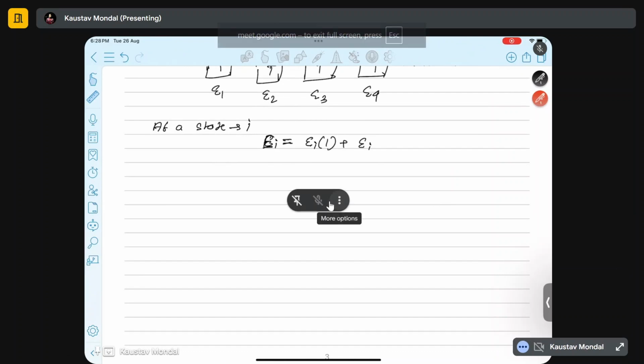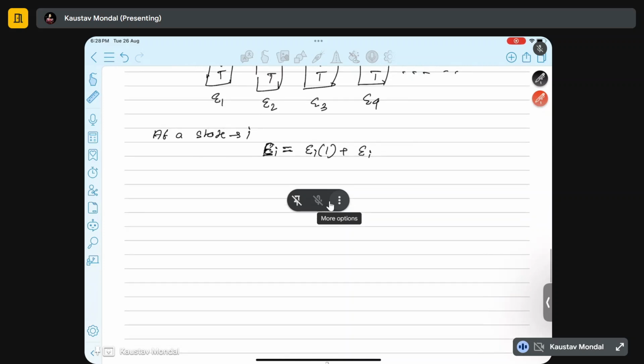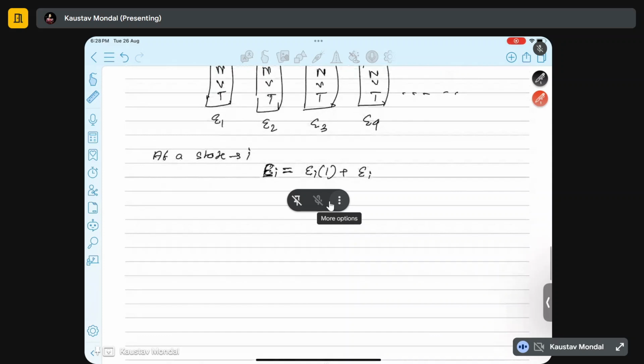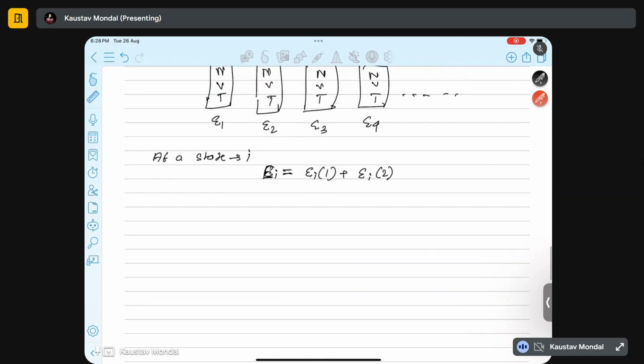Okay, so let me start. Where are we? Molecule 1 has energy Ei1, and the energy of molecule 2 at the state i is Ei2. Similarly, the energy of molecule 3 at the state i. So you have to sum it all up.